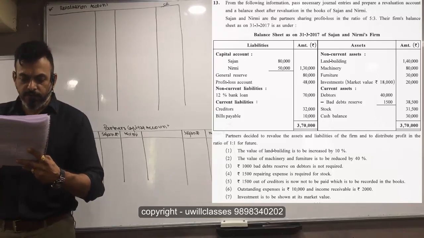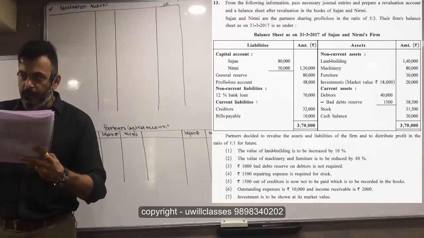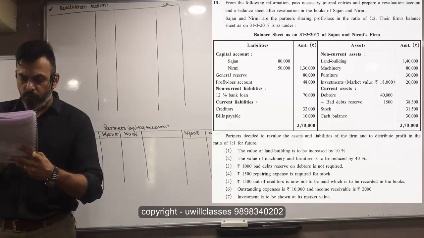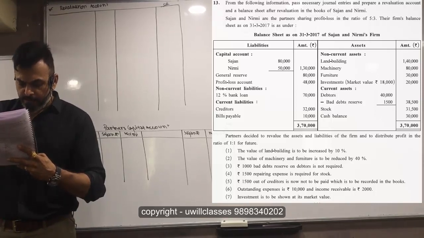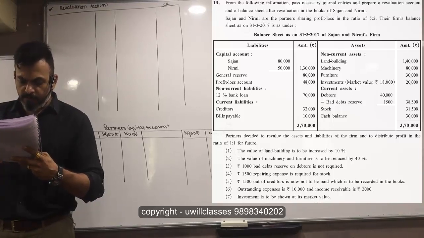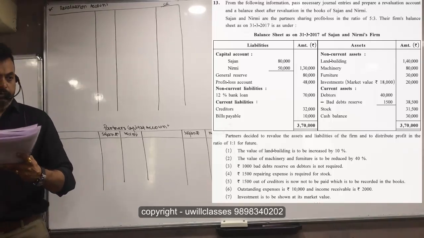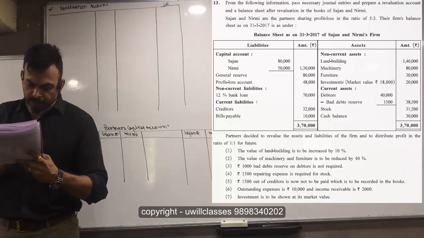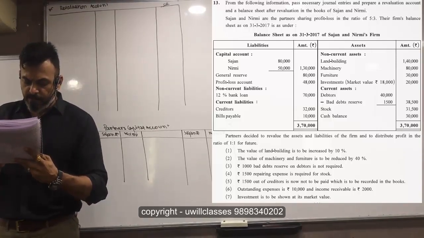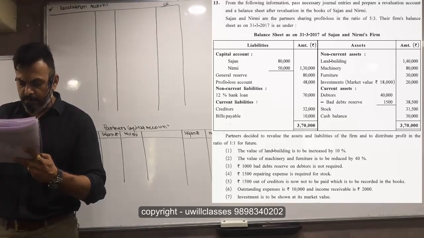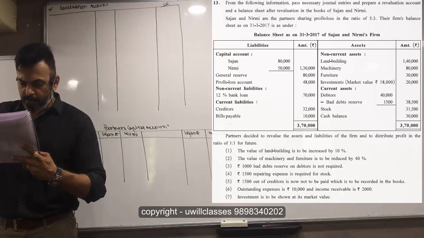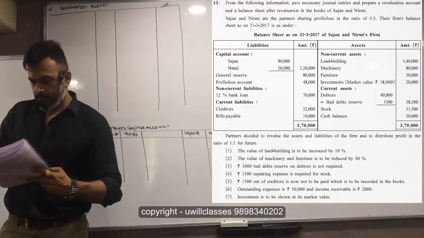Partners decide to revalue the assets and liabilities of the firm and to distribute profit in the ratio 1:1 for the future. First, land and building increase, so take machinery, furniture, take bad debt reserve, which is now not required. Dismissal 1,000 is not required, so take. Then 1,500 repairing expense is required for stock. Take stock. Creditors not to be paid. Take creditors, outstanding expense and income receivable. Later investment. Take. Let's start.